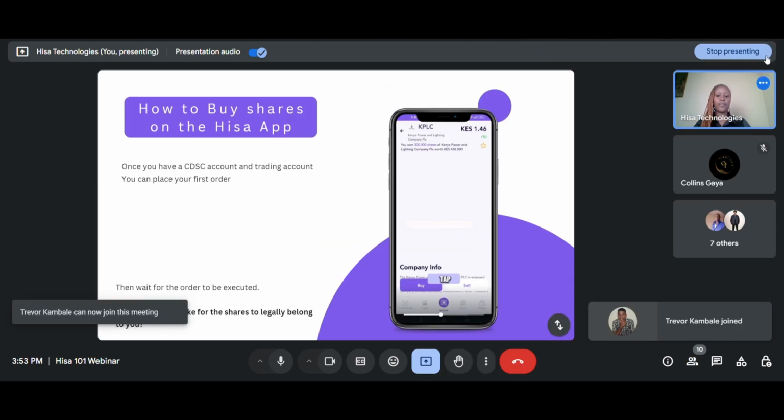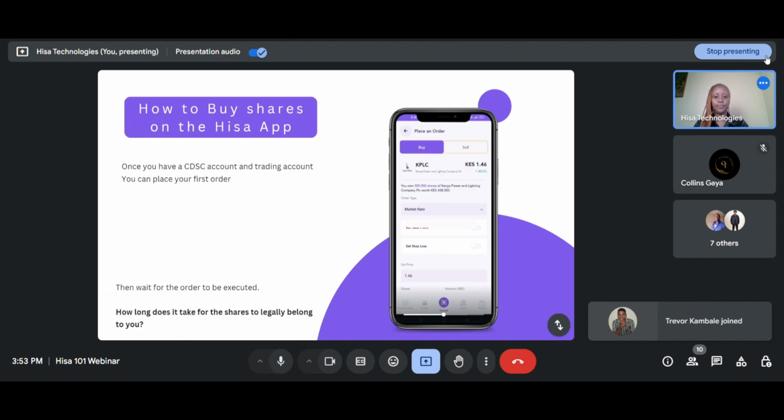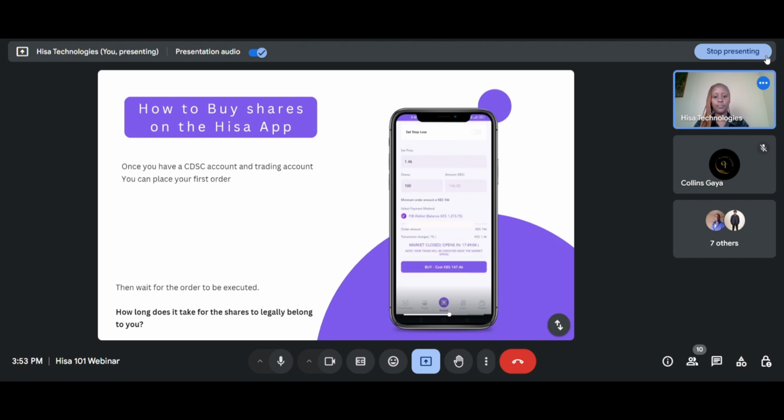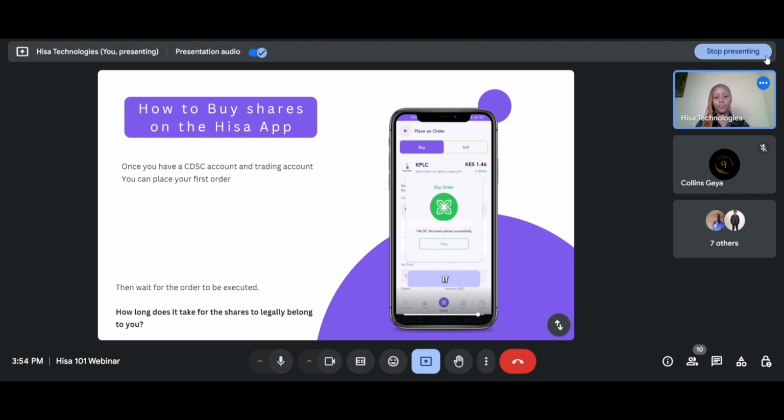Then tap buy. Then scroll down and tap buy. As you can see, you have the transaction charges and all that. So my total is 157.46. So tap buy. And that's it. That's how you buy stocks on the Hisa app.